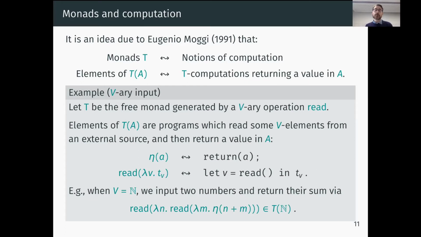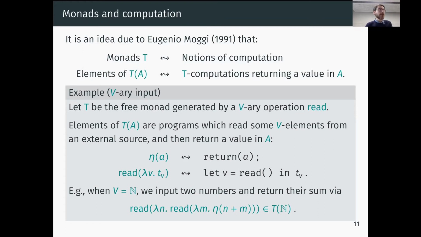Okay? And so the way this works is my monad T, elements of T(A), so I apply my endofunctor to a set A, and I get a new set, which I think of as computations using this sort of extra interactive power coming from the monad T, and then returning a value in the set A.